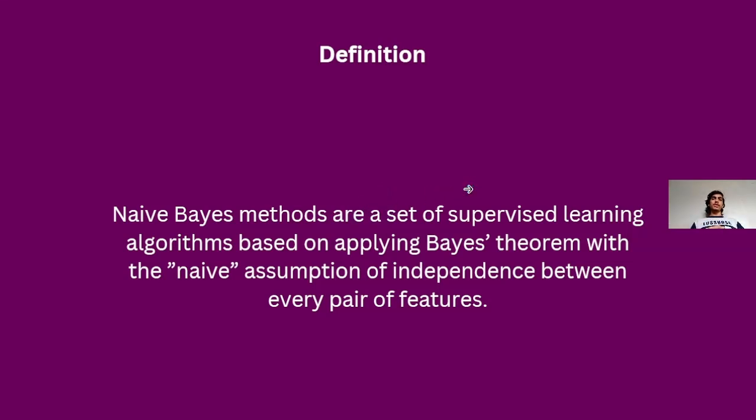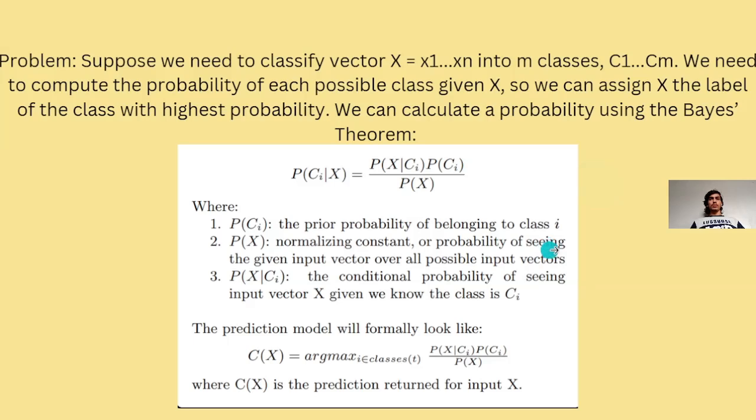So, the definition: Naive Bayes methods are a set of supervised learning algorithms based on applying Bayes' theorem with the naive assumption of independence between every pair of features. So, this is the formula of Bayes' theorem. Suppose we have a problem where we need to classify vectors x equals x1 up to xn into m classes, c1 to cm. So we need to compute the probability of each possible class given x, so we can assign x the label of the class with the highest probability.